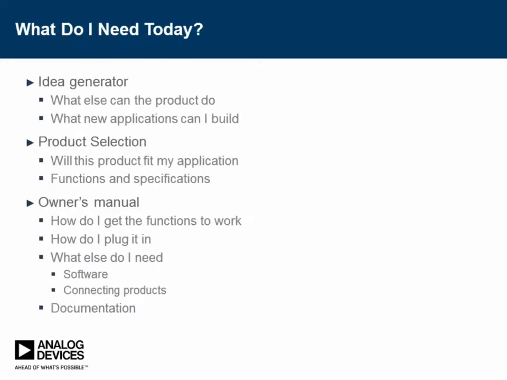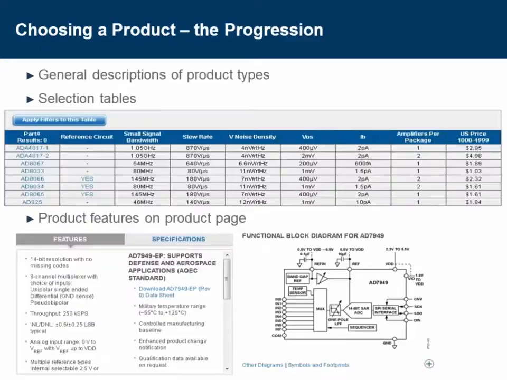So let's take a look at where you're going today. The idea generator: you can look through some of the applications for how you might want to build some new function or improve one you're already doing. Product selection: there are myriad products available that can do many of these functions, and which is the exact right one for my needs. And then in the owner's manual, how do I get it to work? It will also tell you where to find other things that will be needed to get your application going.